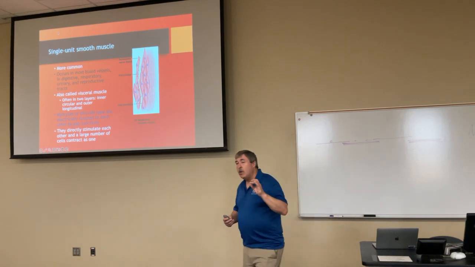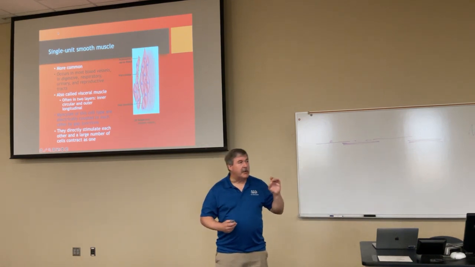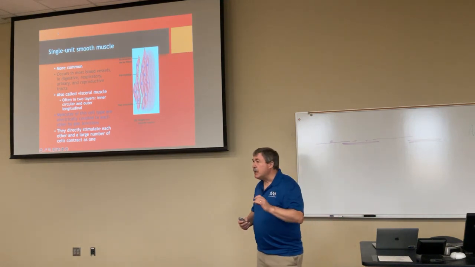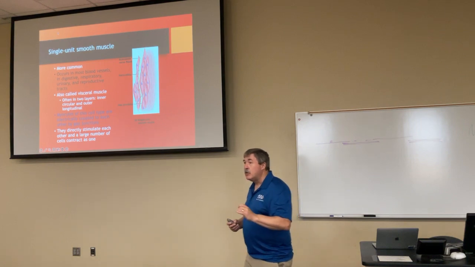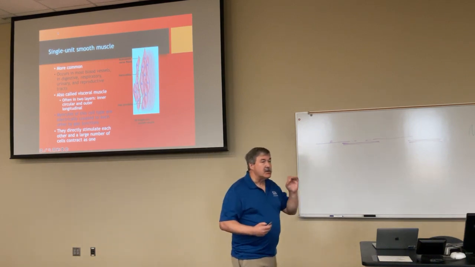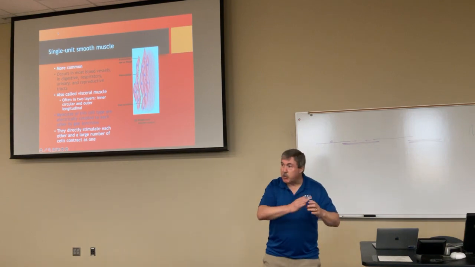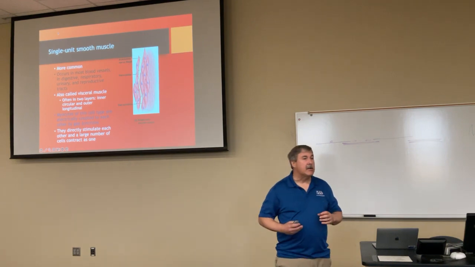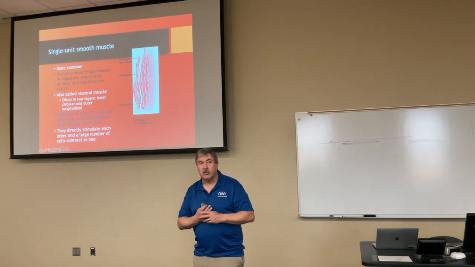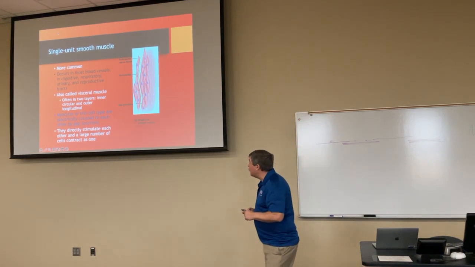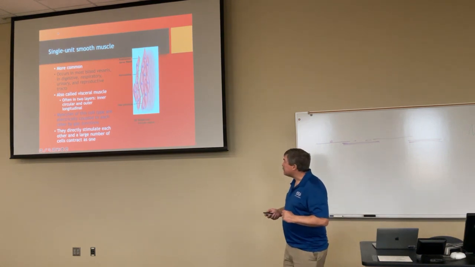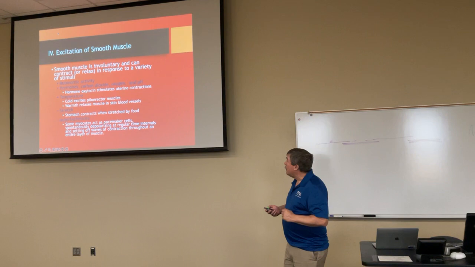So when just one or a few smooth muscle fibers are stimulated to contract in single unit smooth muscle, the action potentials that those cells produce spread throughout that whole layer of smooth muscle, and it causes the whole layer to contract. So it acts as a whole unit. All right.